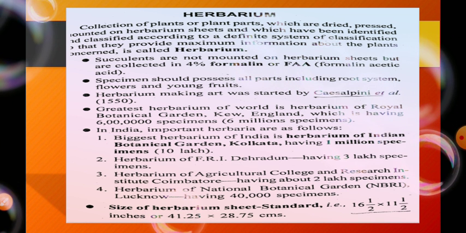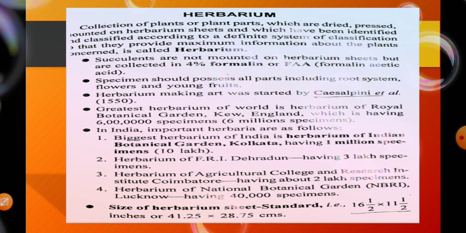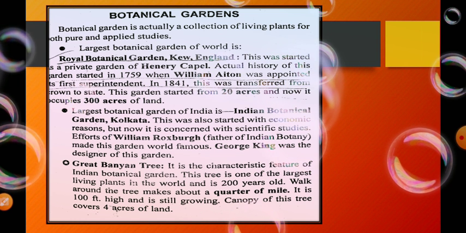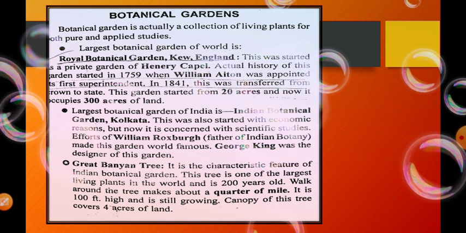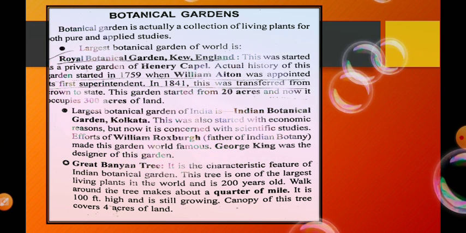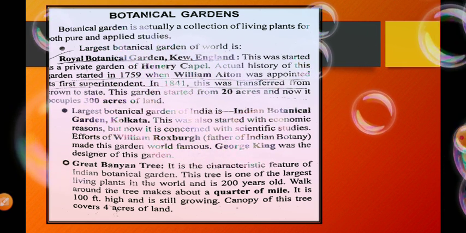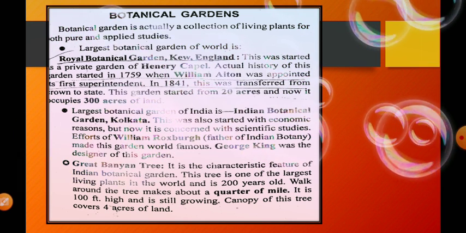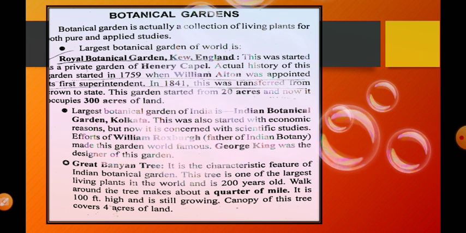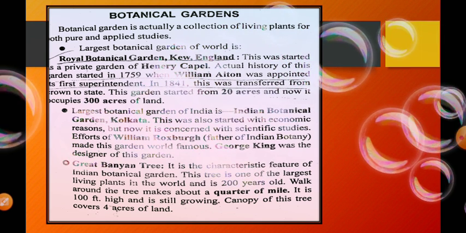Like a short note, I also found some important points for botanical gardens, that's why I am adding these points in this video. So a botanical garden is actually a collection of living plants for both pure and applied studies. The largest botanical garden, as you know, is the Royal Botanical Garden, Kew, England, which consists of about 6 million specimens.